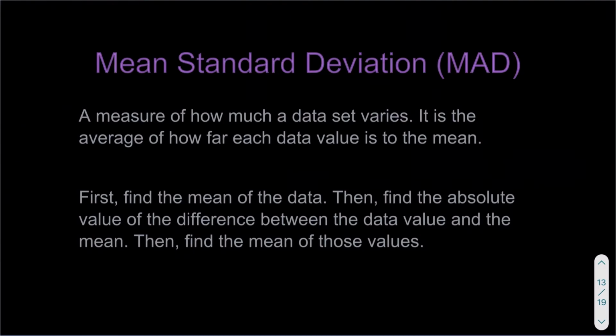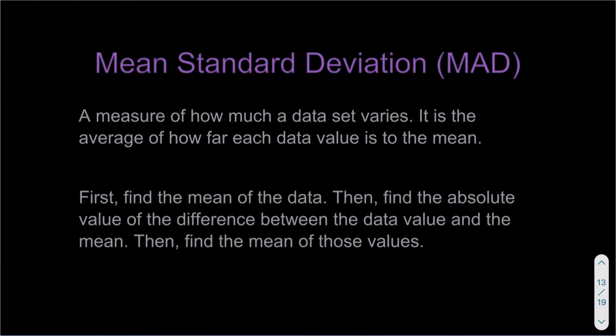What about mean standard deviation? Well, mean standard deviation is a little complicated. It is a measure of how much a data set varies, and more specifically, it is the average of how far each data value is to the mean. That definition may be a little bit confusing, but it is much easier to visualize when I do the example.